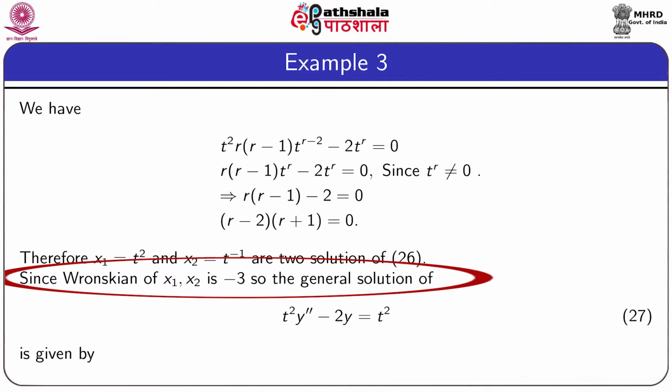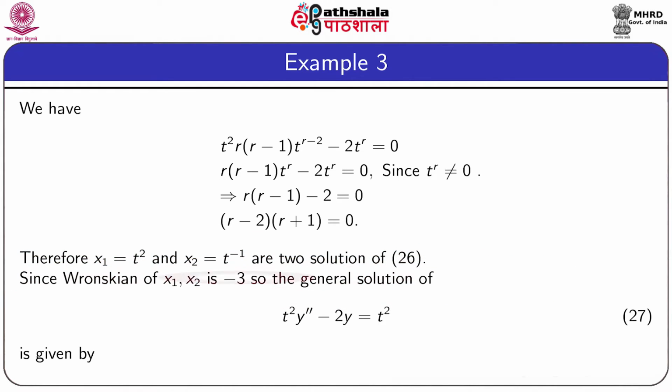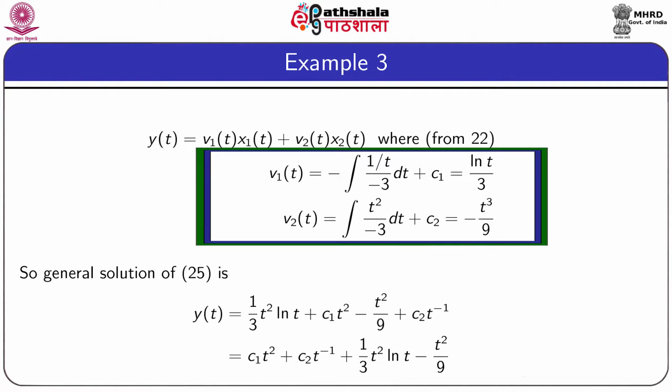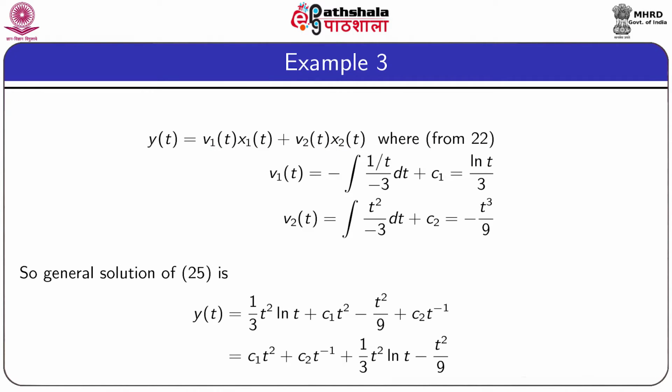Since the Wronskian of x 1, x 2 is minus 3, therefore, the general solution of t square y double dash minus 2 y equal to t square is given by y t is equal to v 1 t x 1 t plus v 2 t x 2 t, where from 22 we can calculate v 1 is equal to minus integration 1 by t divided by minus 3 d t, which is equal to log t divided by 3, and v 2 t is equal to integration t square by minus 3 d t, which is equal to minus t cube by 9.